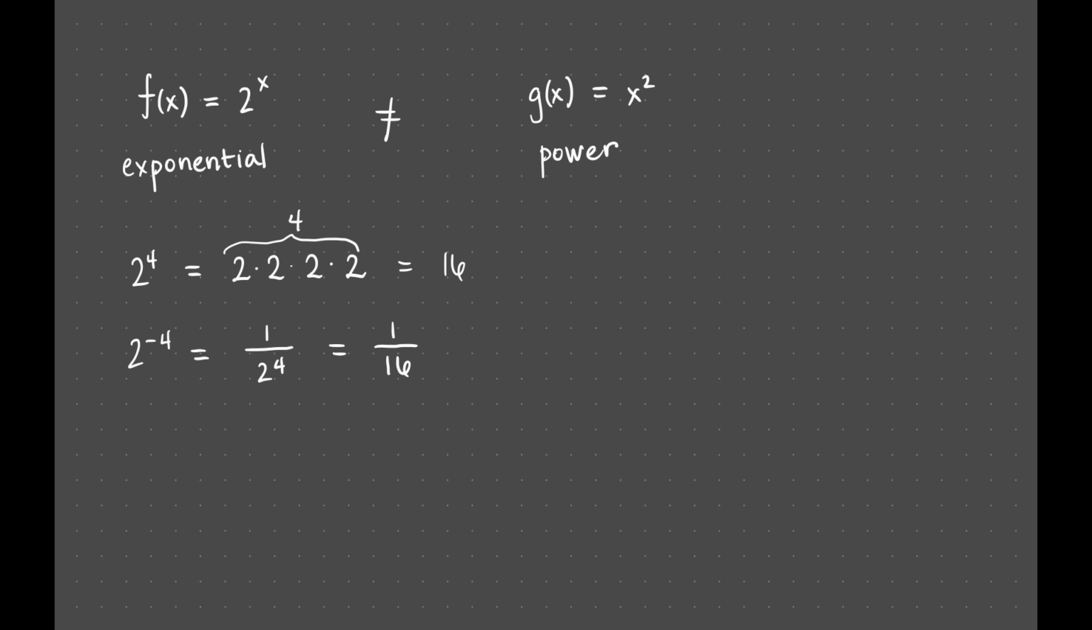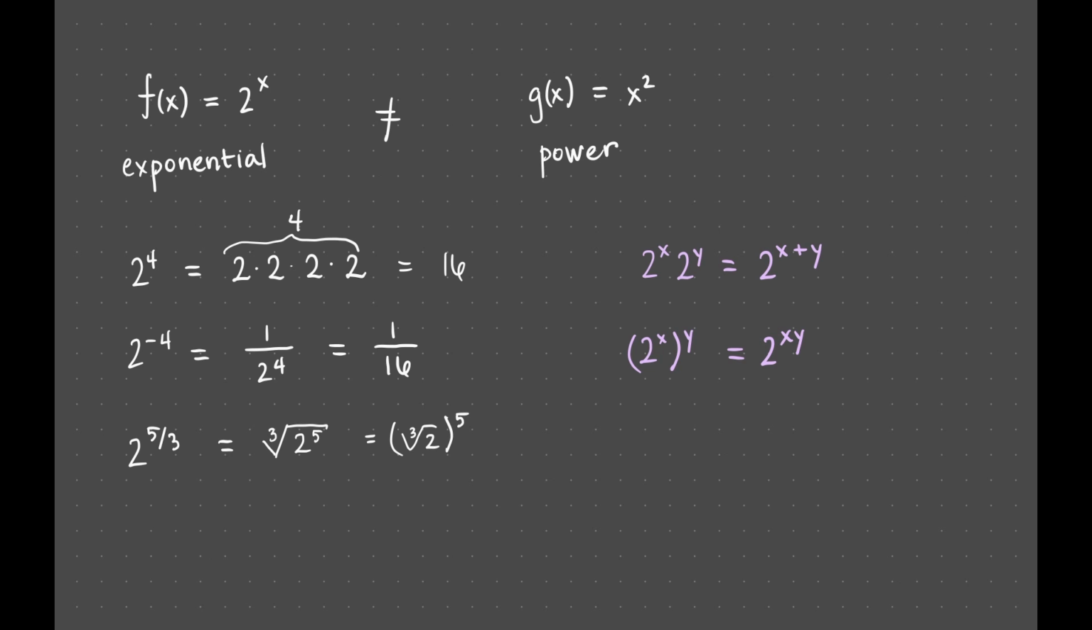It's also not too difficult to make sense of rational exponents, that is, exponents that are fractions of integers. For example, 2 to the 5/3 means the third root of 2 to the 5th power, or, equivalently, the 5th power of the third root of 2. In all of these computations, the rules of exponents apply. Two important rules include 2 to the x times 2 to the y equals 2 to the x plus y, and 2 to the x all raised to the y equals 2 to the xy.